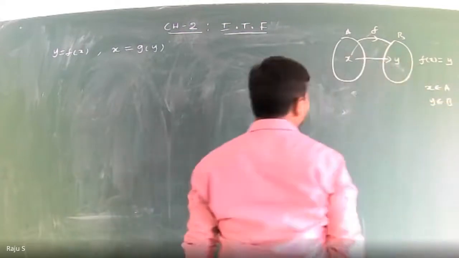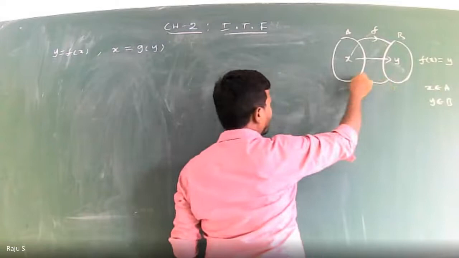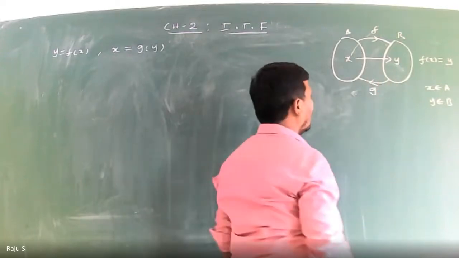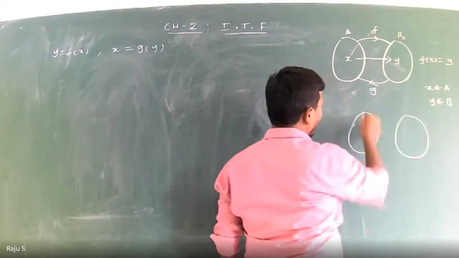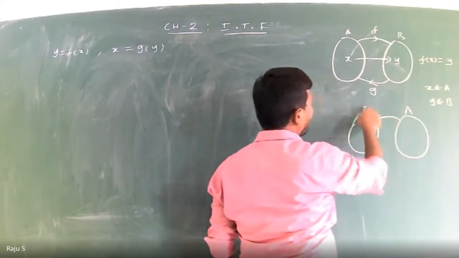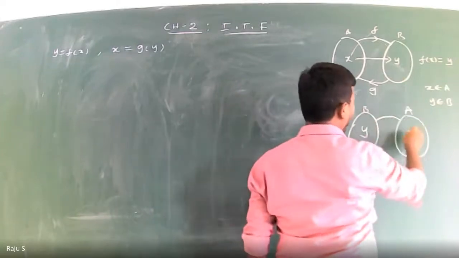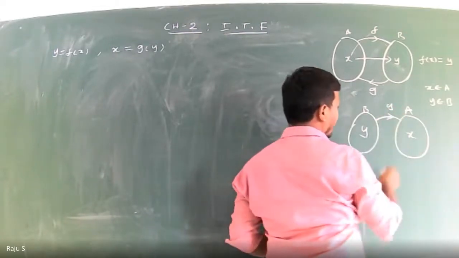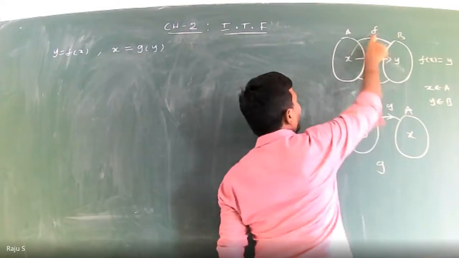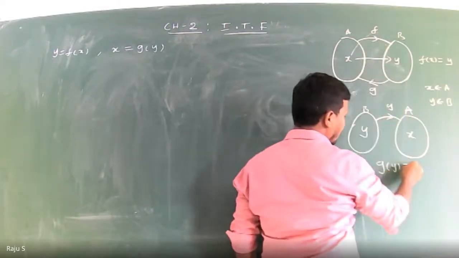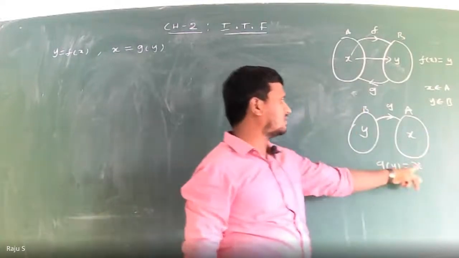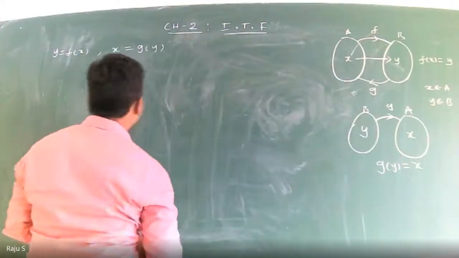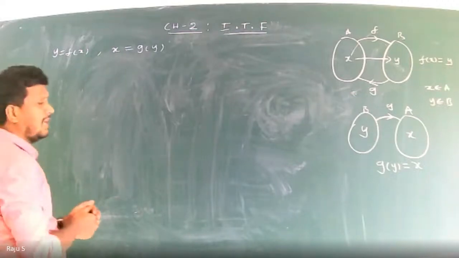Now if I consider the function g, a mapping from B to A, with B having y and A having x, then this can be written as g of y. Here f of x is equal to y, and in the same way g of y is equal to x, where again x belongs to A and y belongs to B. So these are the two functions I defined, and these two functions are said to be inverse to each other.